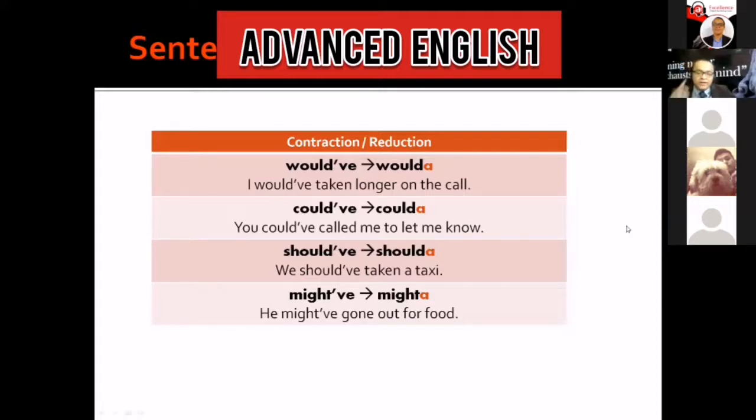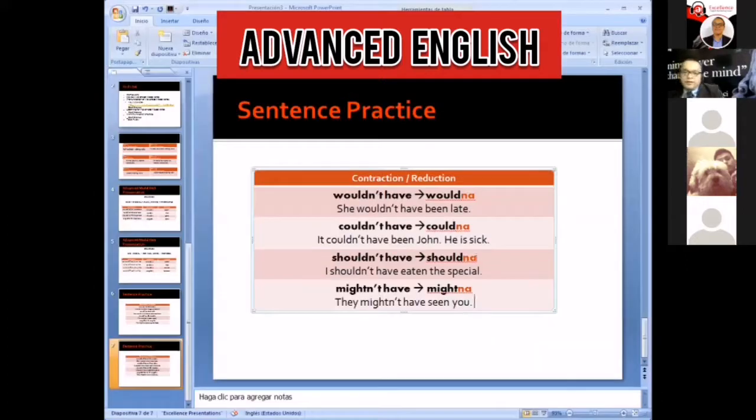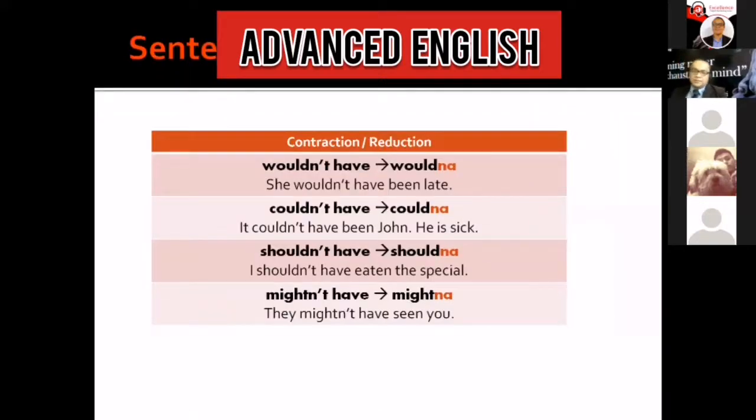So you're either going to hear an American say the contraction or the reduction, but that's what they mean. It's the same thing. Okay. Let's move on to the negative. Now let's practice sentences with negative reduced forms, contraction forms of modal verbs. Wouldn't have, that's reduced to would not. Couldn't have, could not. Shouldn't have, should not. Mightn't have, might not.